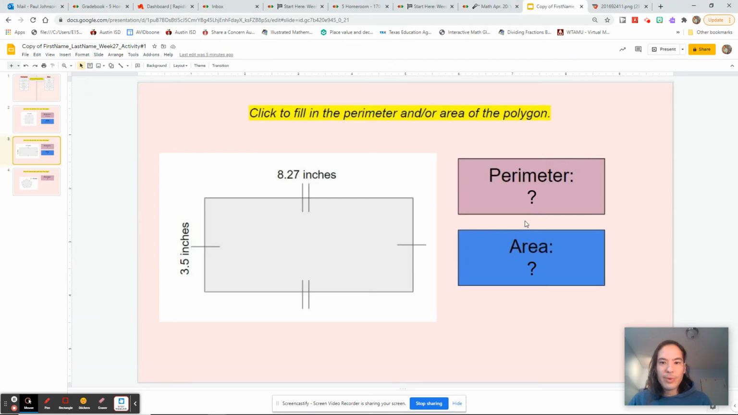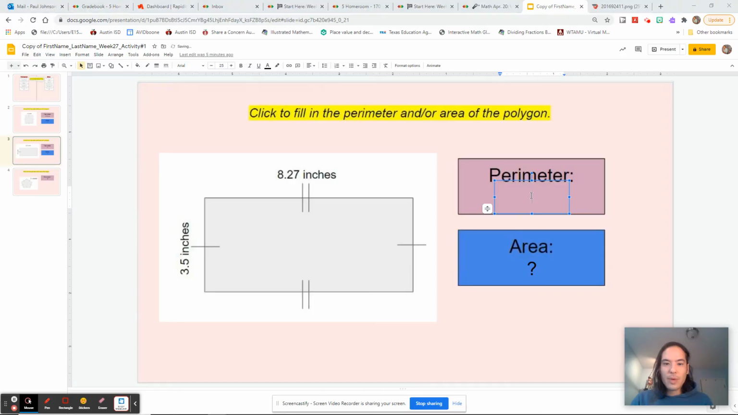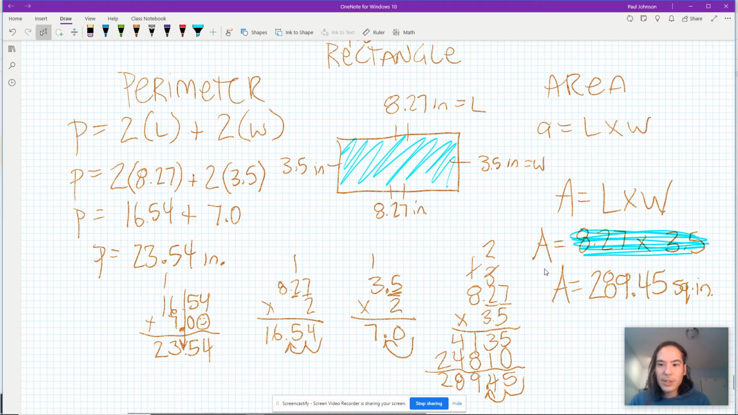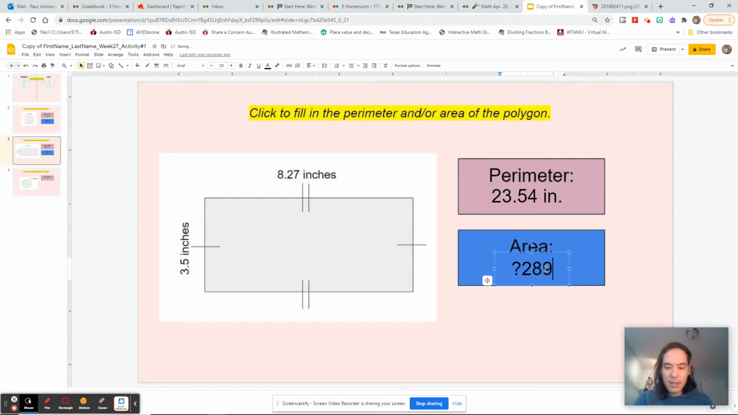Perimeter for this guy was 23 and 54 hundredths inches. And we can shrink that down till it fits. Or we can just stretch it out, actually. That's probably going to be easier. There we go. And then our area was 289 and 45 hundredths square inches.